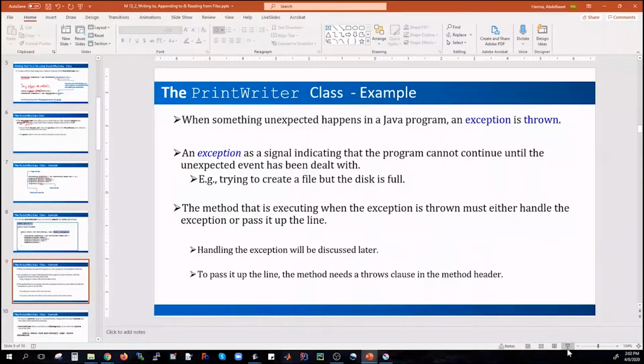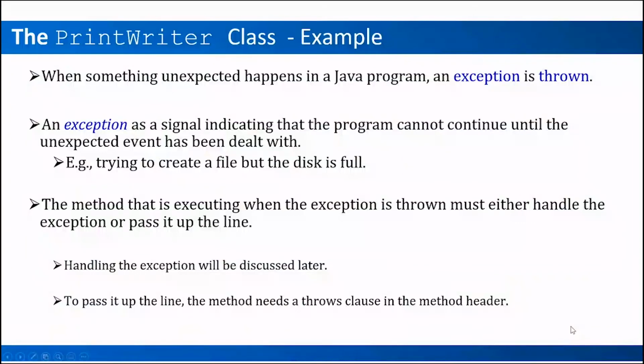So again, this is what I just explained. When something unexpected happens in a Java program, an exception is thrown. An exception is a signal indicating that the program cannot continue until the unexpected event has been dealt with. For example, I cannot find the file, I cannot write to the directory or the file you are specifying, the disk is full, I cannot create that new file, and so on.